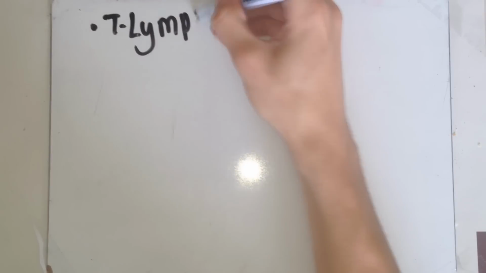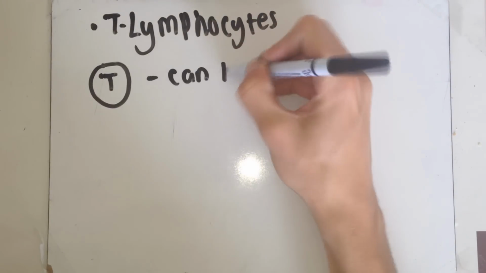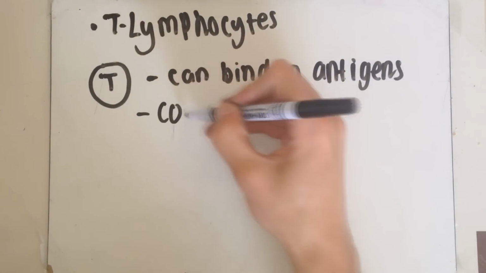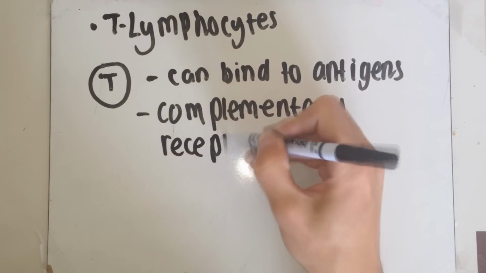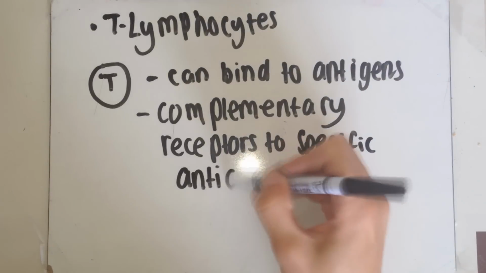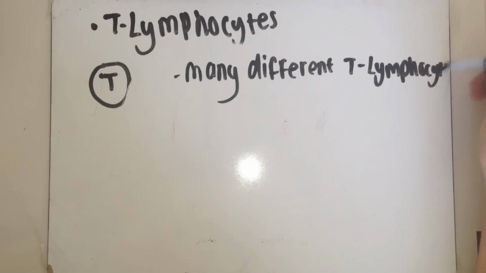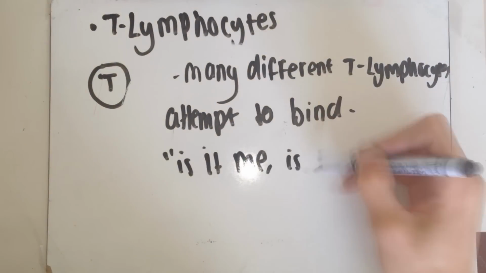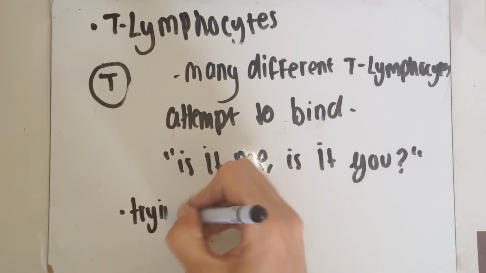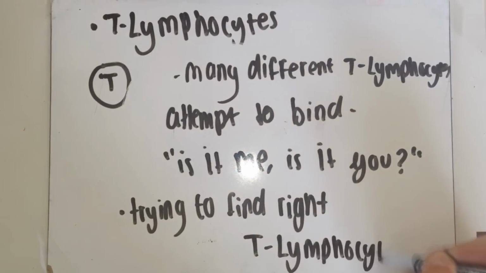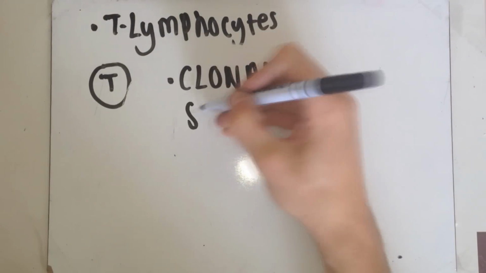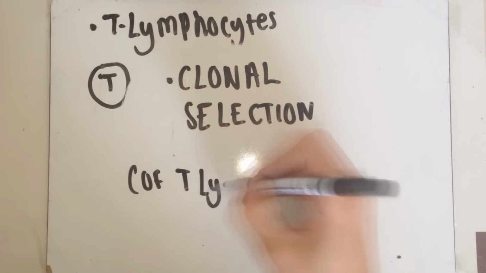Now I'm going to talk about T lymphocytes and the start of the immune response. Now, T lymphocytes have the ability to bind to antigens. This is because they have complementary receptors to the antigens on their cell surfaces. All these different types of T lymphocytes attempt to bind to the located antigen. Each of these cells wants to find out if they are the chosen one, if they have the specific receptor to this antigen. The selection and the finding of the right T lymphocyte is known as clonal selection.